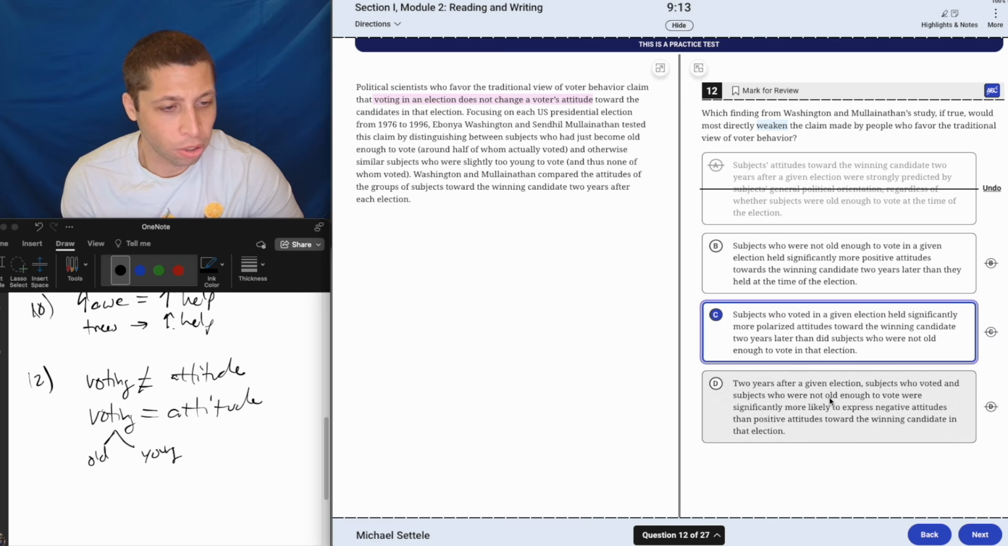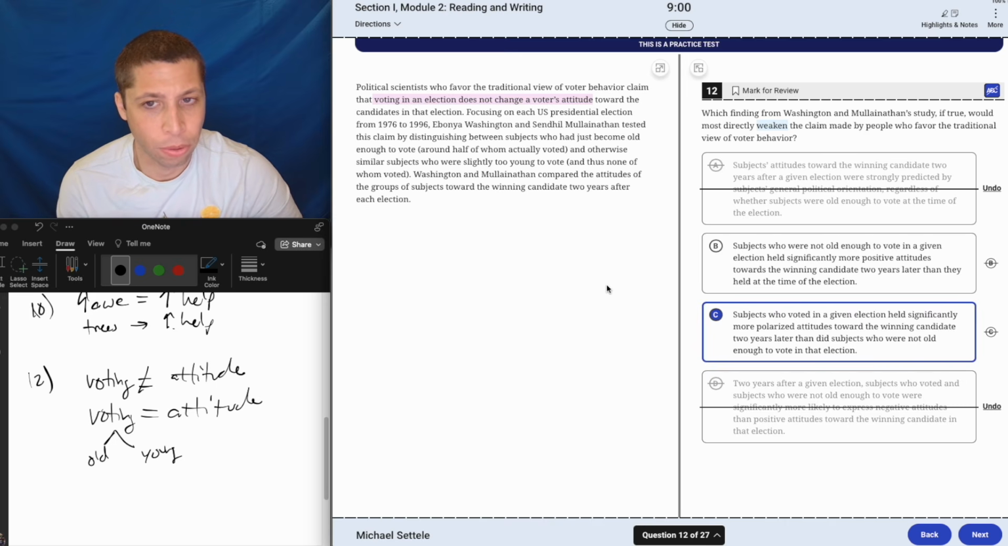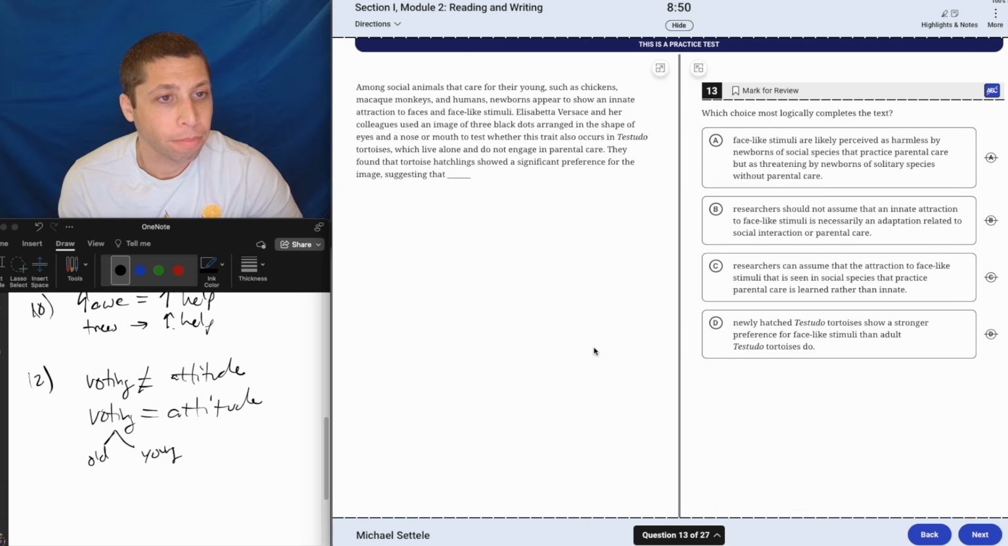2 years after a given election, subjects who voted and subjects who were not old enough to vote were significantly more likely to express negative attitudes than positive attitudes. Okay, well, that's saying they're the same. I don't want them to be the same. Who voted in a given election held significantly more polarized attitudes, right? Because if they voted, that's going to affect the attitude. Then subjects who were not old enough. So if they didn't vote, then their attitude is not affected. Yeah, that's it. 13. Okay.